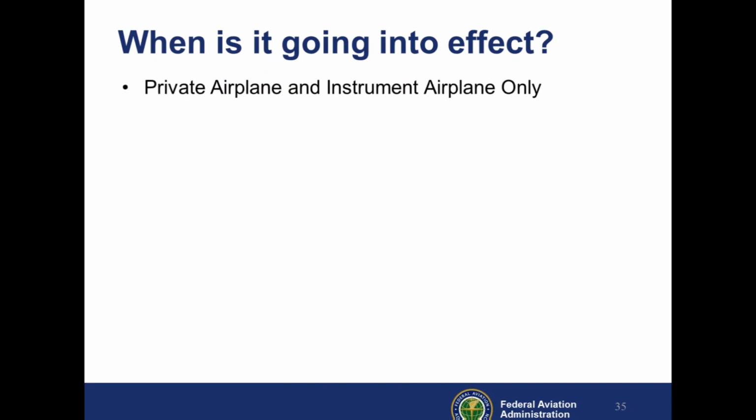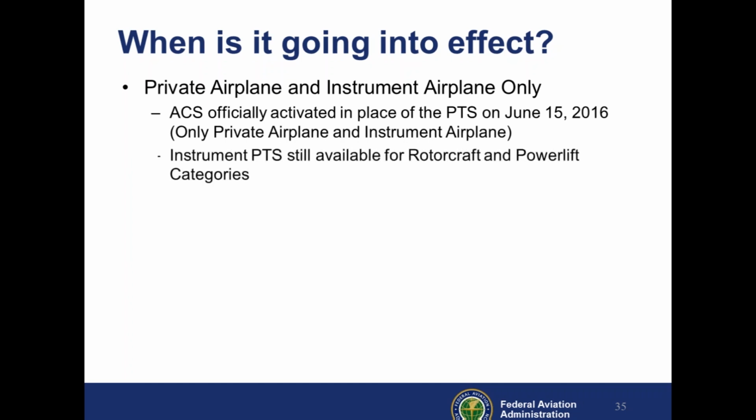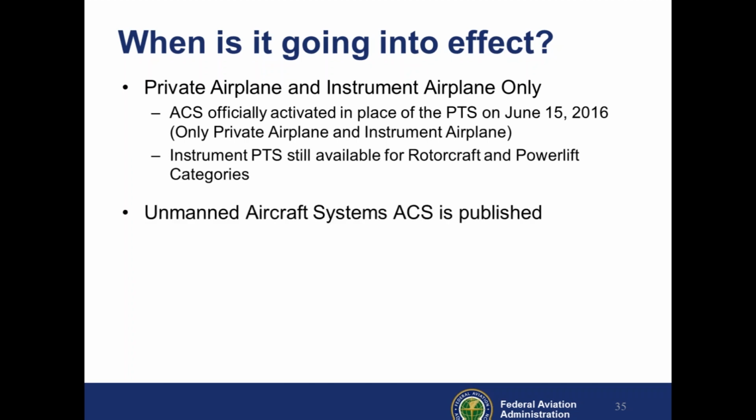So when's this all going to go into effect? Well, for private airplane and instrument airplane only, those ACS documents went into effect on June 15th of 2016. You probably already know that, because those are now used for checkrides as of June 15th. We do still have the instrument PTS available for those taking checkrides in rotorcraft and powered-lift categories, because those have not yet been translated into the ACS style. We also have an unmanned aircraft systems ACS, so we have three ACS documents in total: the unmanned aircraft systems, and then the private pilot airplane and instrument rating airplane documents.